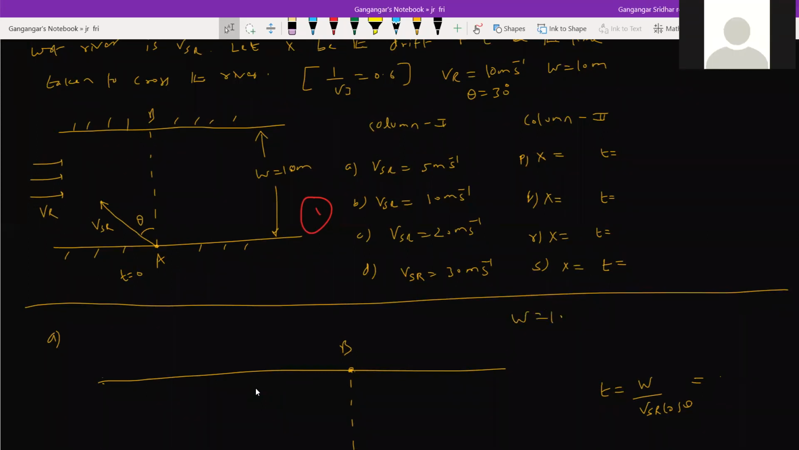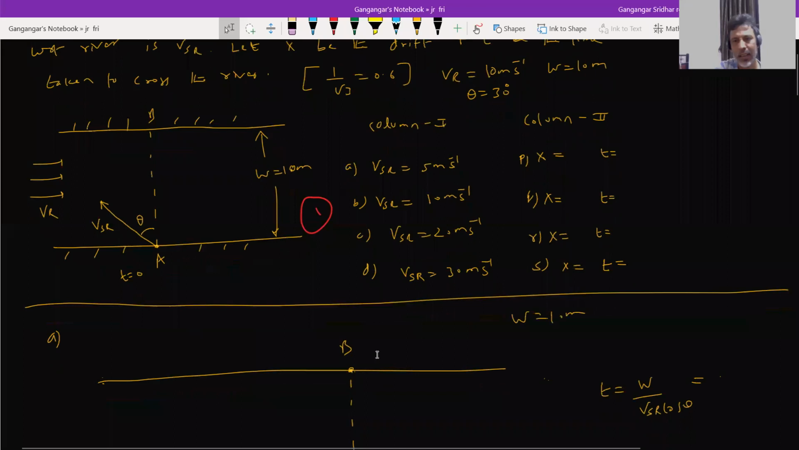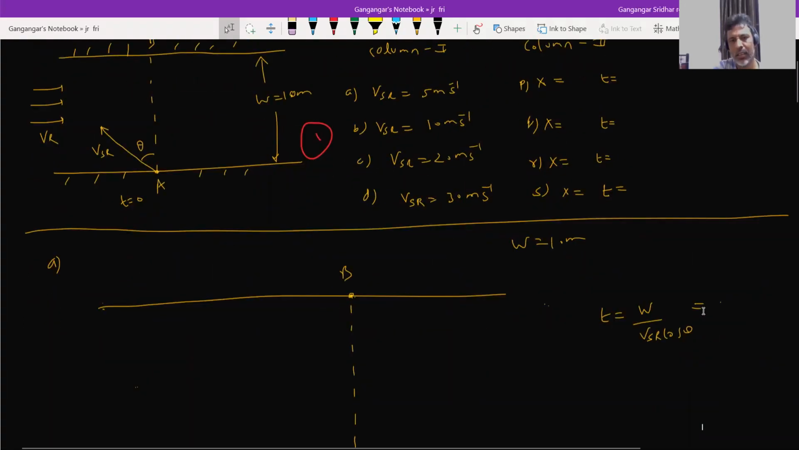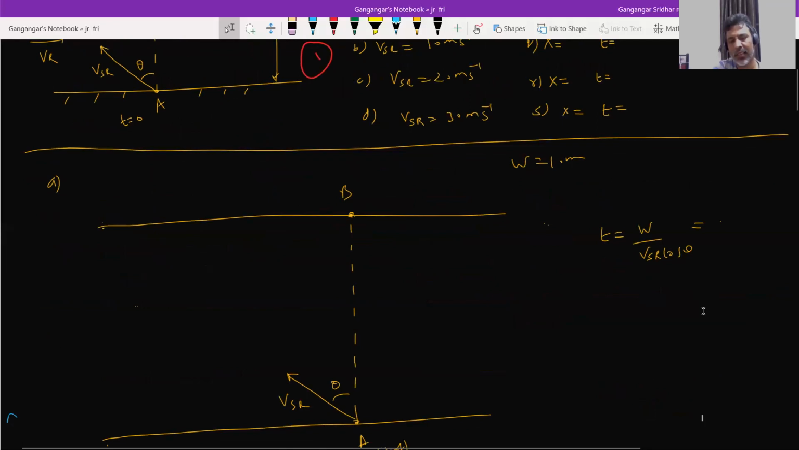Sir, W by VSR sin theta? No, look at once, I changed the diagram. No, you can't just use it, that's why I told you. In physics, it's not enough to say I know the formula, I'll manage. Based on the situation, you work out. Okay, theta. How is theta? Theta with respect to vertical, I took here.